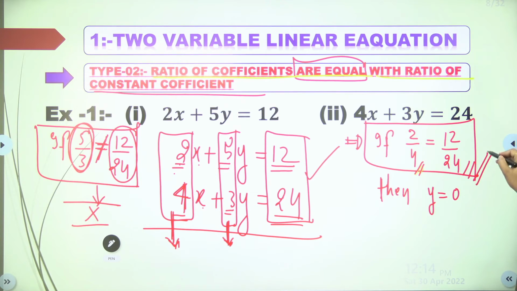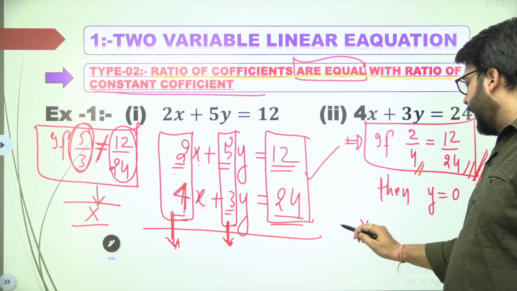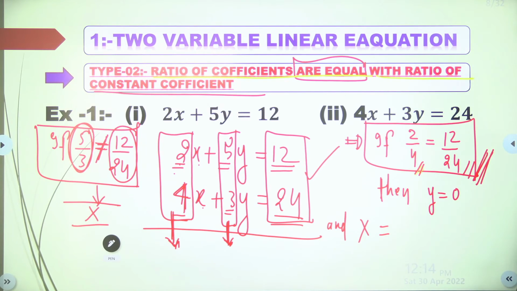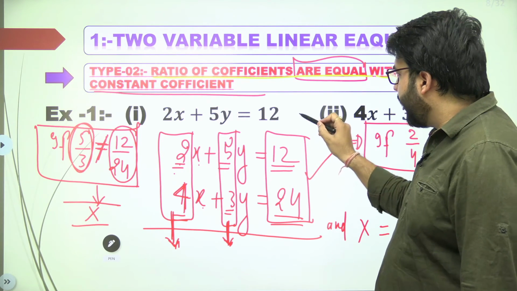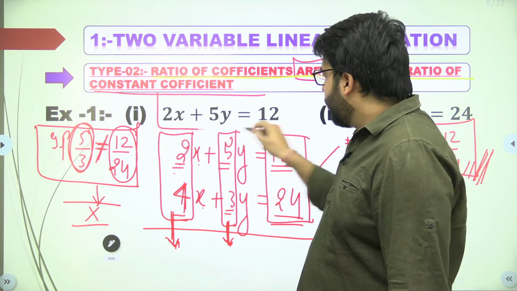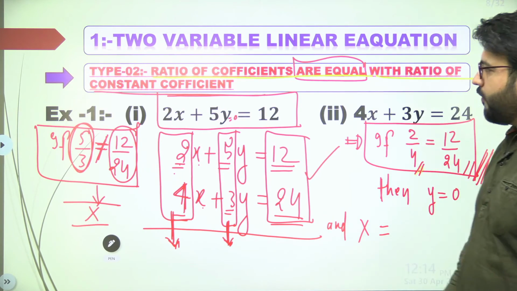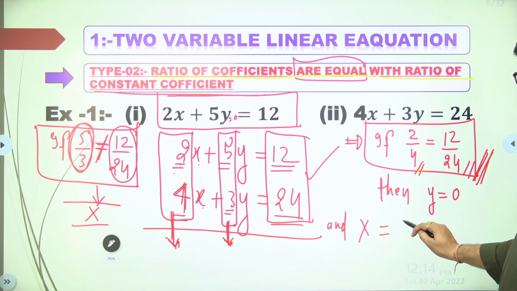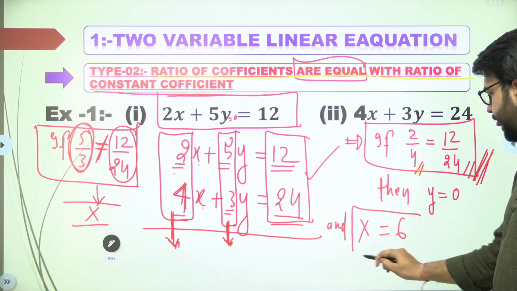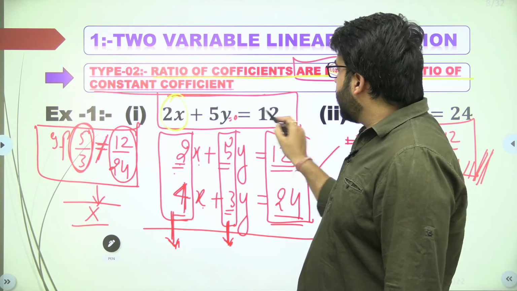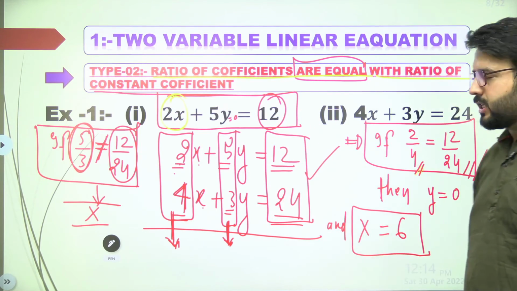If the equation satisfies this condition, then y equals 0, and on putting y equal to 0 you will get the value of x. If y is equal to 0, you can put this value in any one equation. So if I put y equal to 0, what will be the value of x? You will get x equal to 6. On putting y equal to 0, 2x becomes equal to 12, so x will be equal to 6.